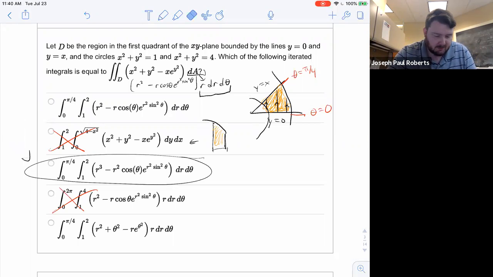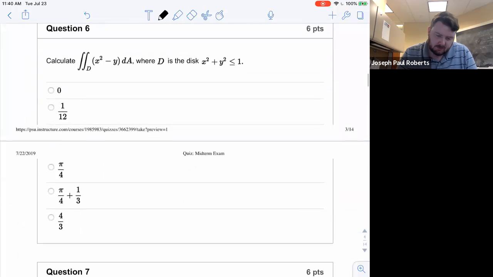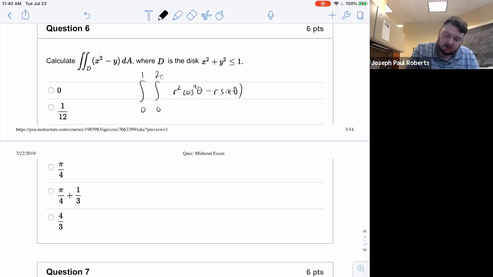So anyway, that's that one. What's next? So calculate this, where D is the disk. So this was just a polar calculation that you needed to do. So 0 to 1, 0 to 2 pi, r squared cosine squared theta minus r sine theta, and then r d theta dr once you convert it to polar.